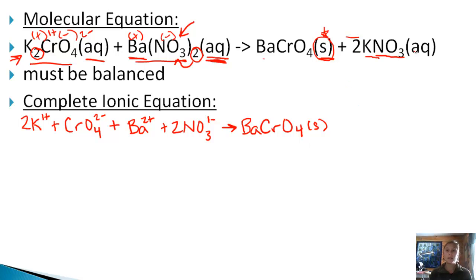And now we get to potassium nitrate. Well, that's aqueous, which means it's going to break apart. And this 2 out front, remember, applies to everything in that compound. And so we have 2 potassium ions and 2 nitrate ions.